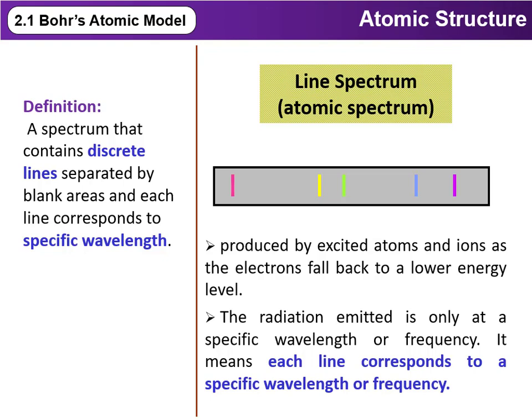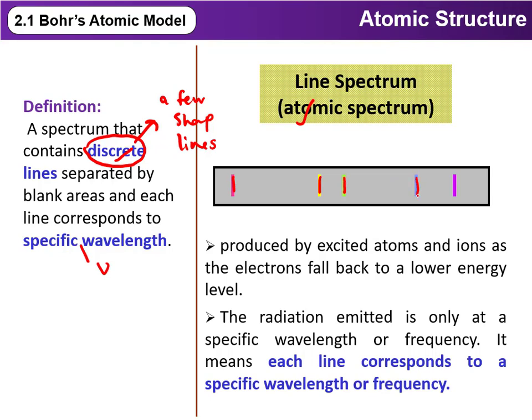We will proceed to the line spectrum. So line spectrum is also called atomic spectrum. What is line spectrum? It is a spectrum that contains discrete lines separated by blank areas, and each line corresponds to a specific wavelength and also frequency. What is meant by the word discrete? Discrete here means a few sharp lines. It's like this. Sharp lines.